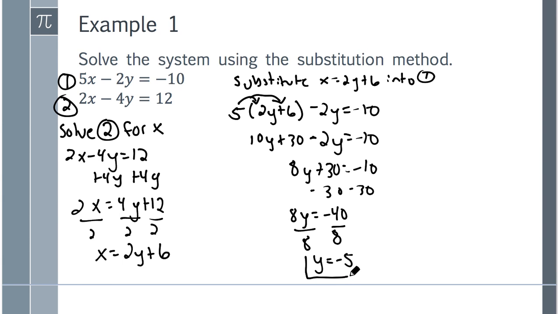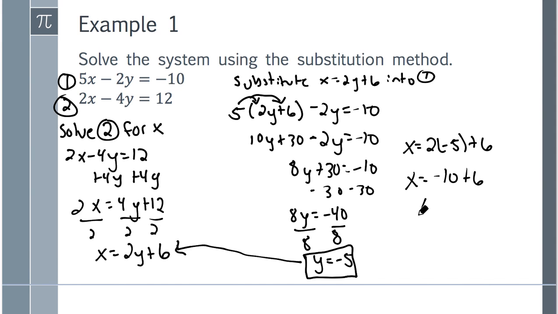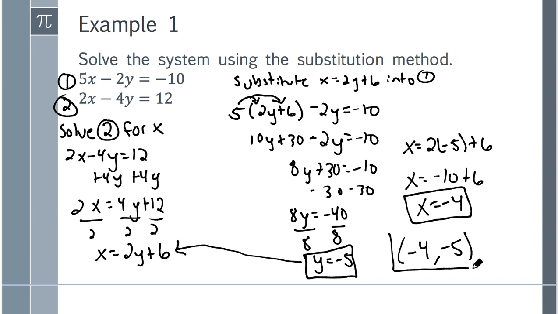And that's one answer. Now I need to solve for x. In the substitution method, I take that value and substitute it into what I solved for x in my first round. So we have x equals 2 times negative 5 plus 6, so x equals negative 10 plus 6, and x equals negative 4. And there's your other value. Then remember that the solution to a system is an intersection point, so I like to write this as the intersection negative 4, negative 5. And there is my final answer.